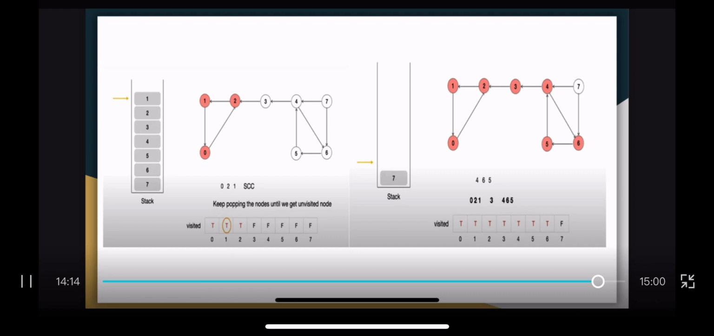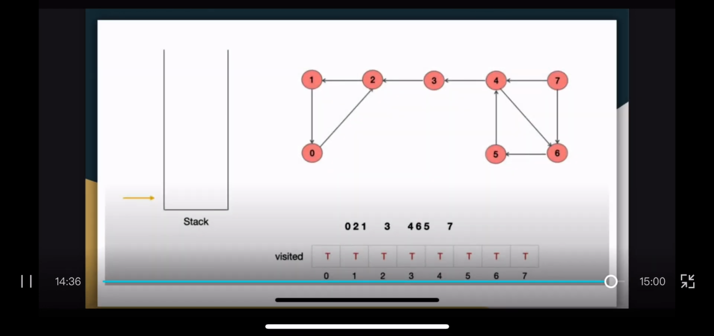And then we pop 4 from the stack, and we start the DFS from 4, and the only reachable node is 3. So from 3 we can reach 2, and from 2 we can reach 1. From 1 we can reach 0. From 0 we can reach 1. From 1 we can reach 2. So from 4 we can reach 3, 2, 1, and 0, and all these are mutually reachable from each other within this group. So these form a strongly connected component.